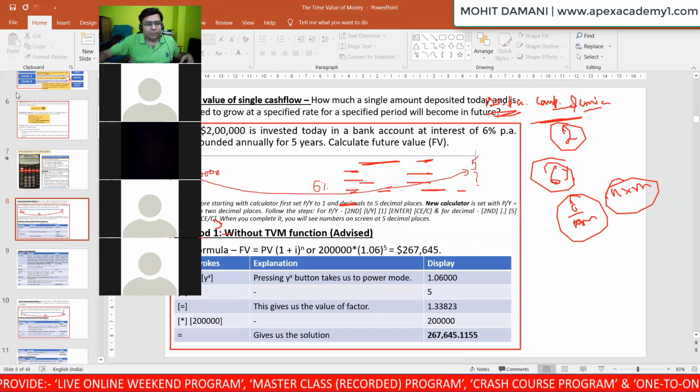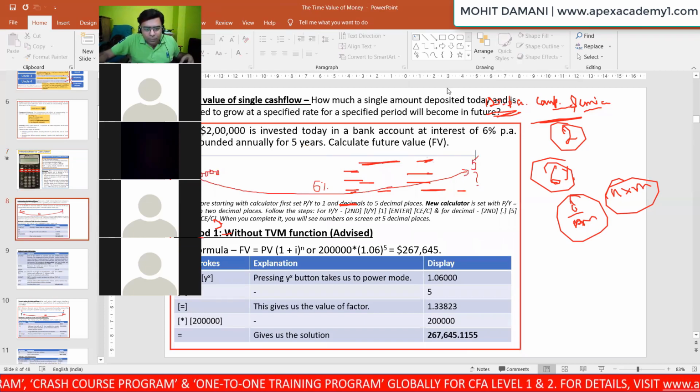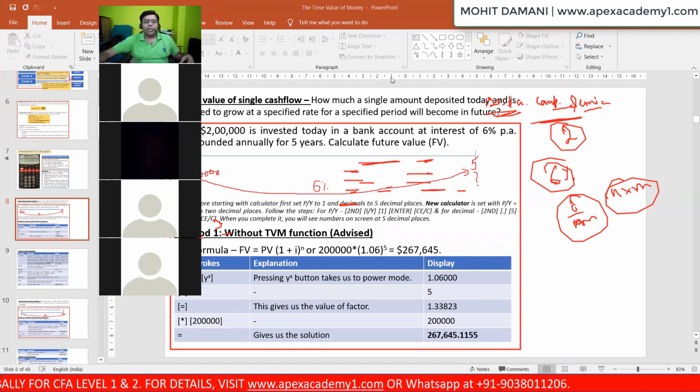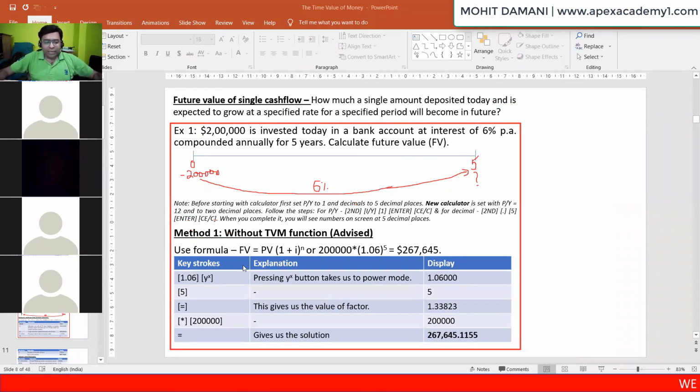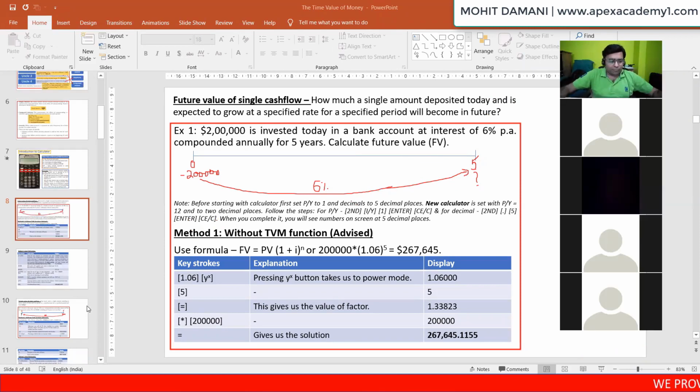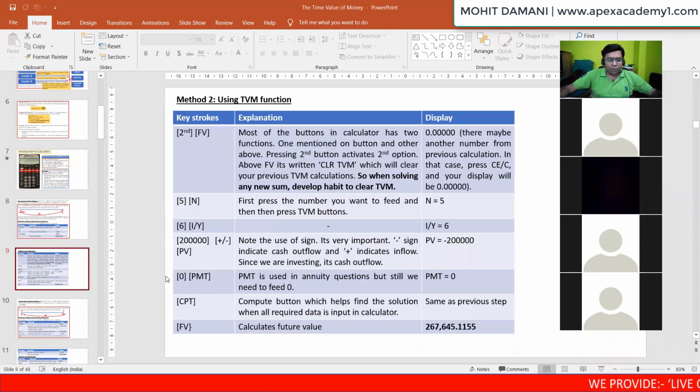So for perpetuity you can't use PMT, because PMT is for finity, not for infinity. Okay, let's solve this question using the calculator. You will be able to understand, and you can see that in our presentation all the steps are already written. You can use the how to solve the TVM function.